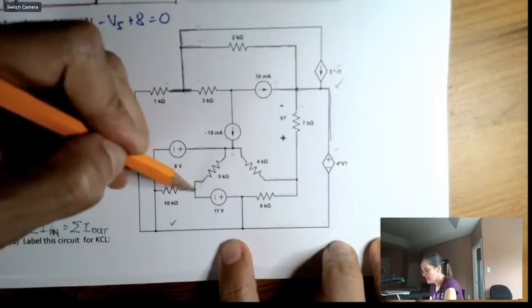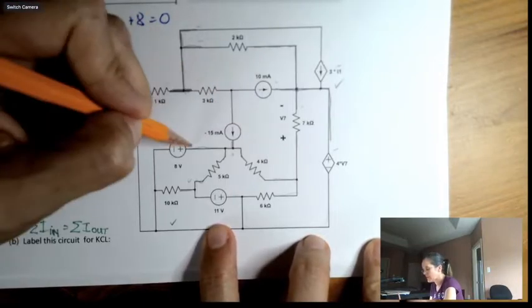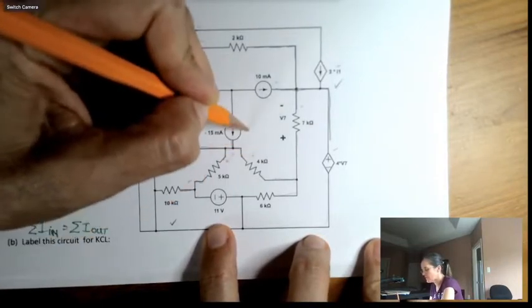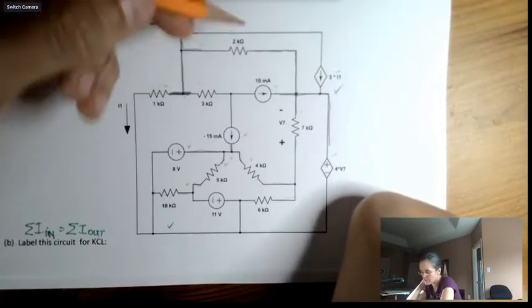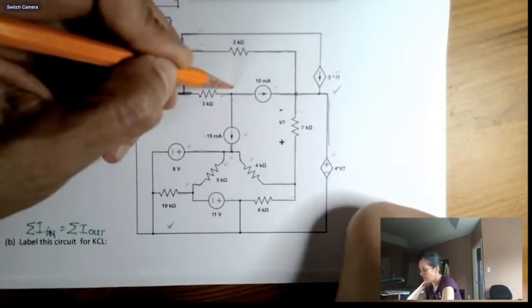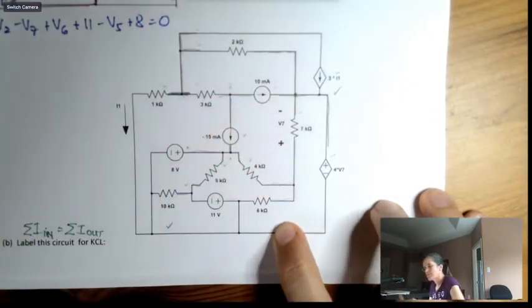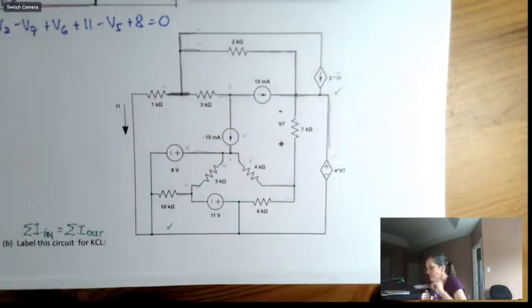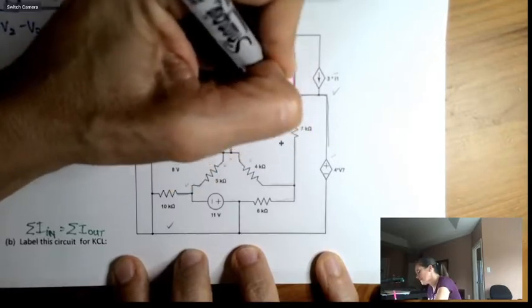This has 3 branches only. So the KCL here will have 3 terms. The KCL here is going to have 4 terms. KCL here will have 4 terms. And also here, it's going to have 3 terms. So really there are only 2 options. This problem can only be answered in 2 ways, and I'm going to answer the first one here, this pink node.